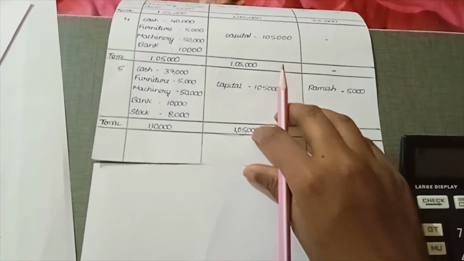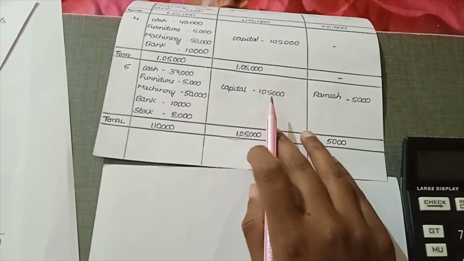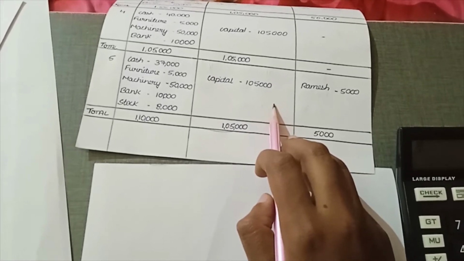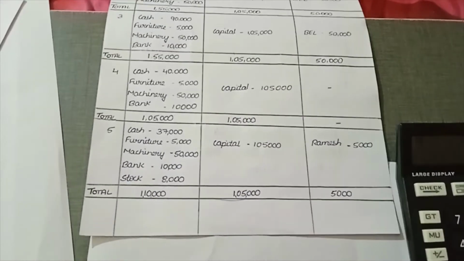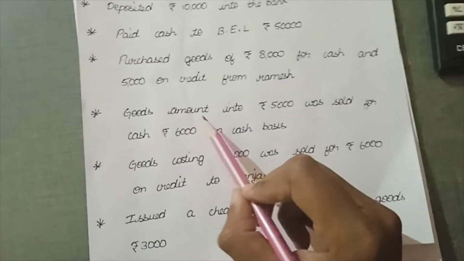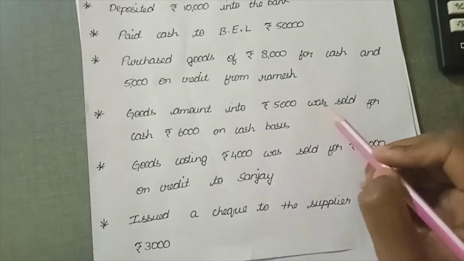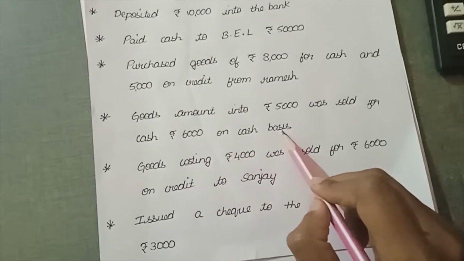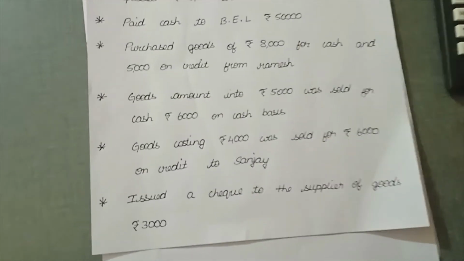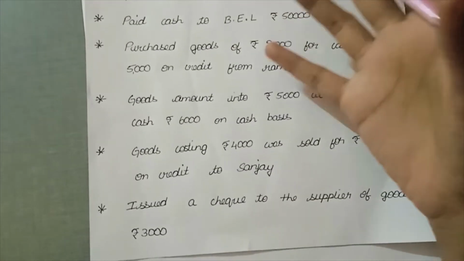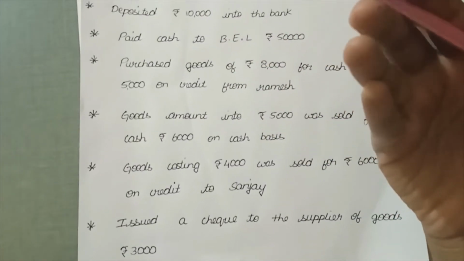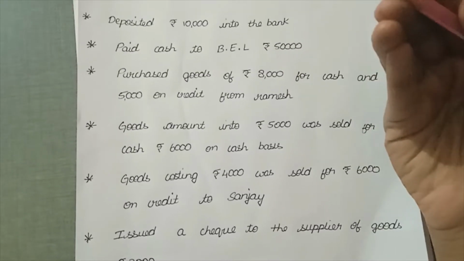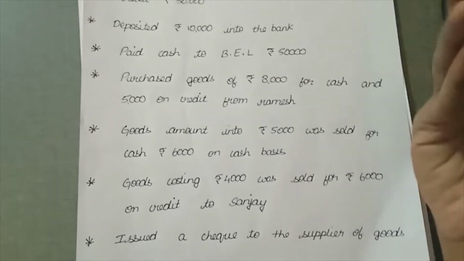It is 5,000 rupees liability. Then while adding both, liability as well as the capital, we will be getting 1,10,000. Goods amounting to rupees 5,000 was sold for cash, that is 6,000 on cash basis. So the goods that cost 5,000 rupees, the company has sold for cash, and for that received 6,000 rupees on cash basis.